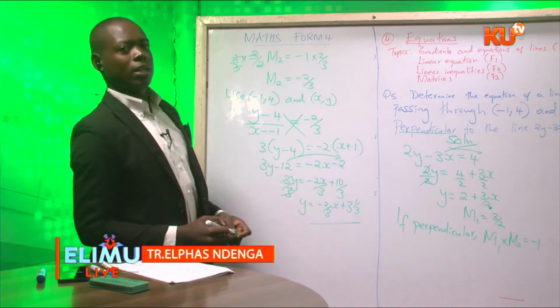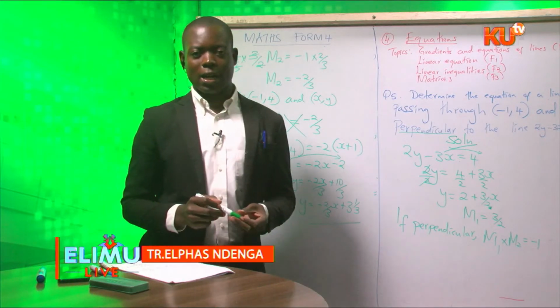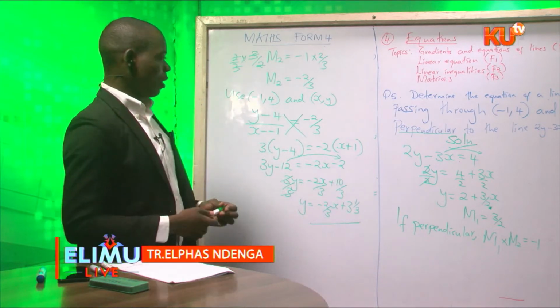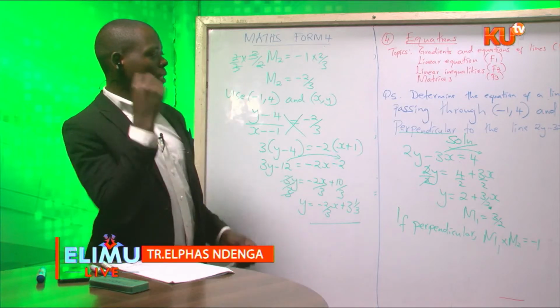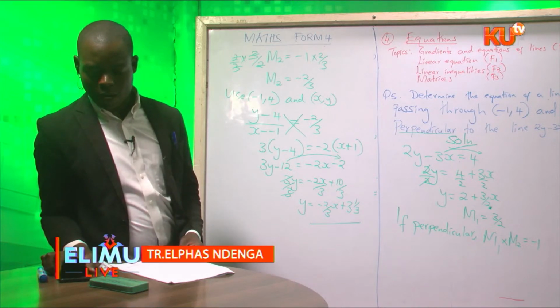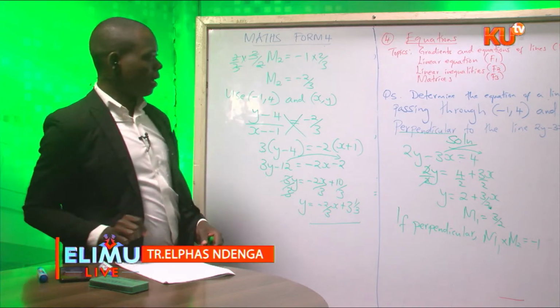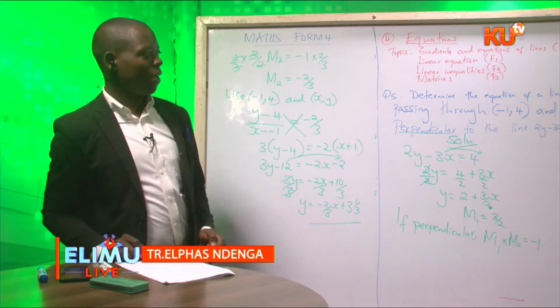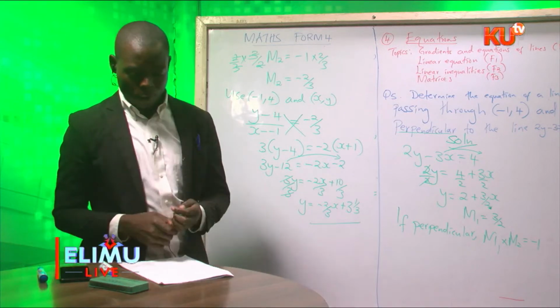10 over 3 is 3 and a third. And that is the equation of that line, which is passing through negative 1, 4, and it is perpendicular to the line 2y minus 3x is equals to 4.